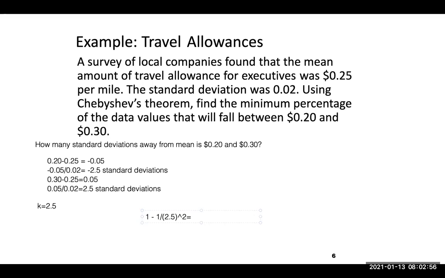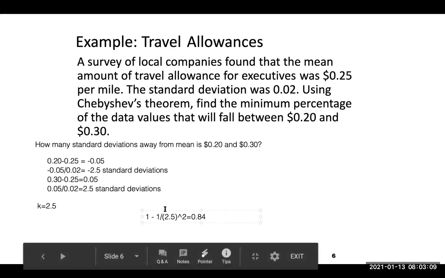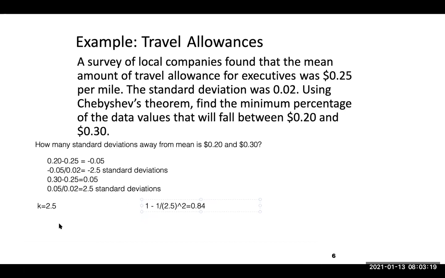And then we have to actually calculate that out. But if you calculate that out, you get 0.84. So that's our percentage. Because we wanted to know the minimum percentage of data values that fell between 20 cent and 30 cent.